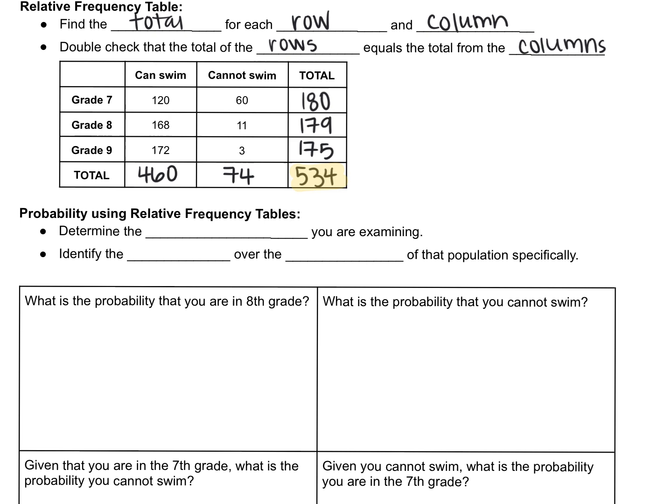Okay. So if I want to find a probability from this table, I first determine my variable that I'm examining. So what am I trying to find the probability of? And I identify my value and the total of that population specifically, and that gives me my probability. So in our first example, we want to know the probability that you're in 8th grade. So the total that I'm looking at is my total number of people in the table. So my denominator is 534, and my numerator is the total that are in 8th grade, so 179.